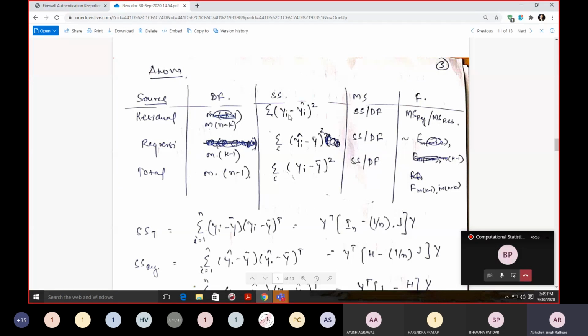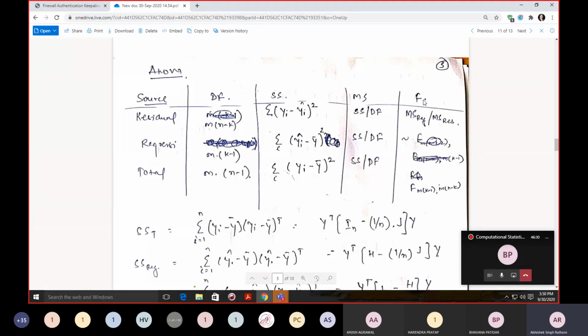So what is SS residual? SS residual is just the summation of yi minus estimated yi, whole squared. SS regression is the sum of squared differences between estimated y and the mean y. And what is your total? Total is the squared sum of the original y with your mean value of y. And what is the MS regression? MS regression is SS upon df, and likewise for SST upon df.